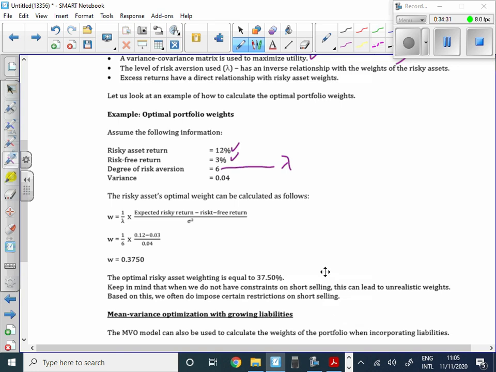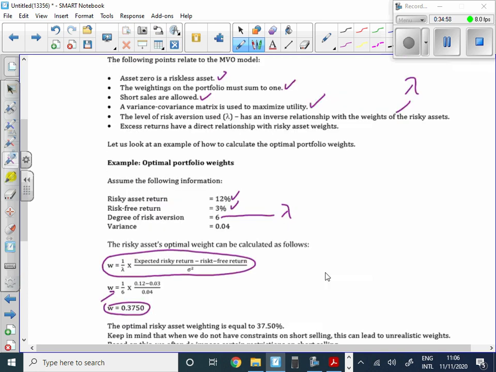Now remember, W is always going to be giving you the risky asset's weight. Let's have a look over here. So it's 1 over lambda, 1 over 6. Yes, sorry guys, you need to know that one. Times the risky return less the 3%, which is the risk-free return, divided by the variance, and I get to 0.3750. When I say that, that is the weighting for the risky asset.